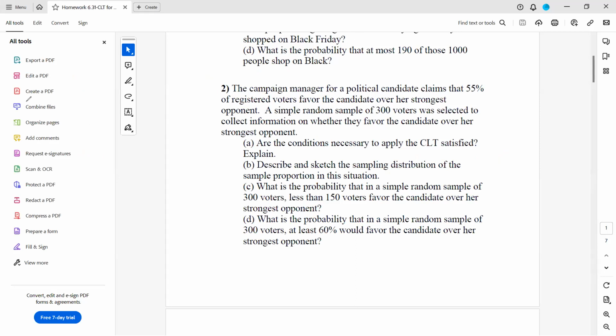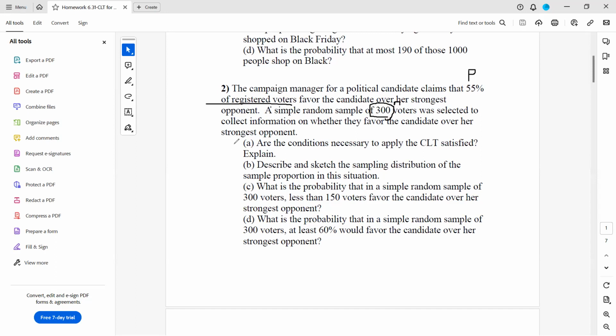So here you have, this is your P, because this is registered voters. This isn't my sample. This is my whole group. This is my population. This is my sample, N. This is my N, sample. That's my sample size, right?